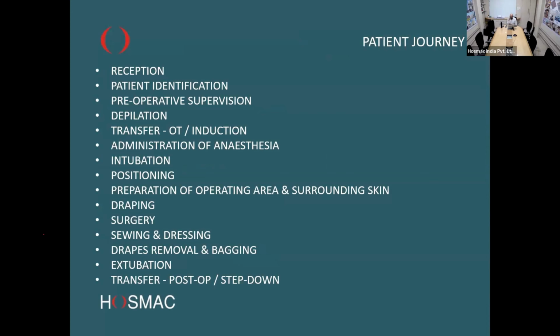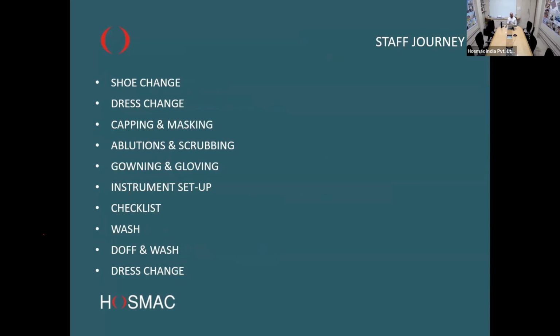Likewise, as much as we have to understand the patient journey, so must we understand the staff journey. So this is another slide which shows us how the staff moves in and out of the operating room. So these processes also tell us what spaces are required to make the surgery suite complete in itself, so that it lends itself very well to the processes that a surgeon typically goes through.